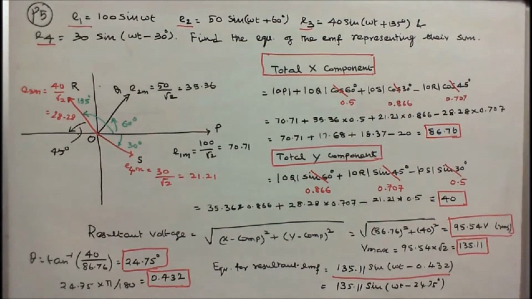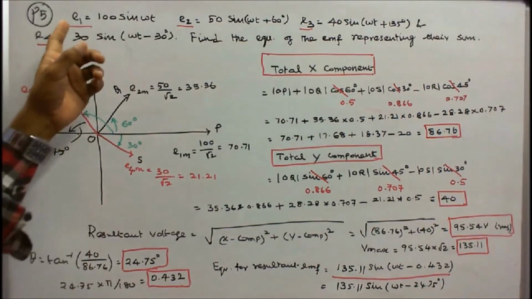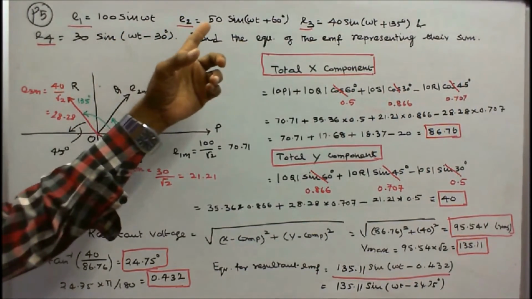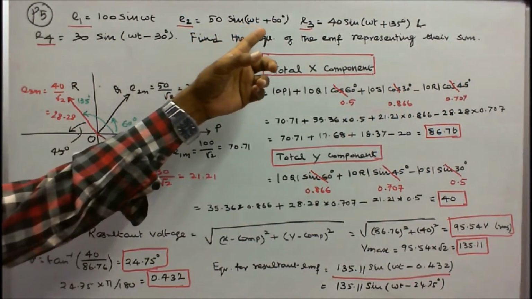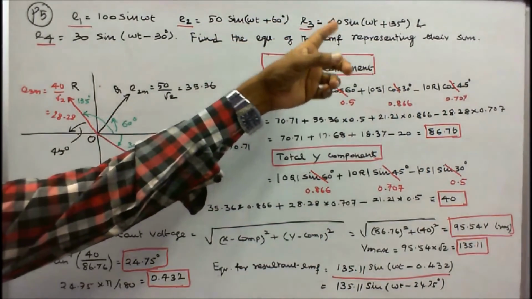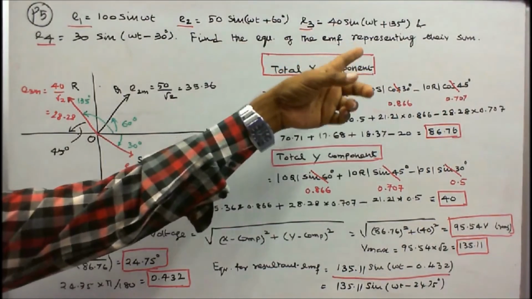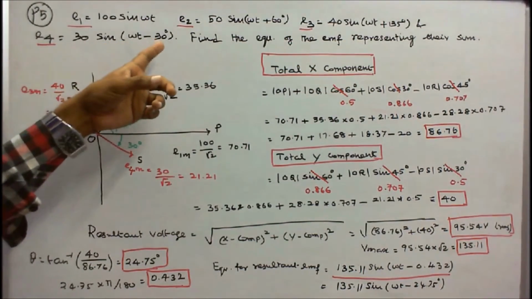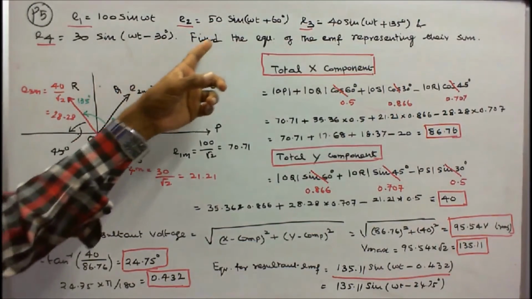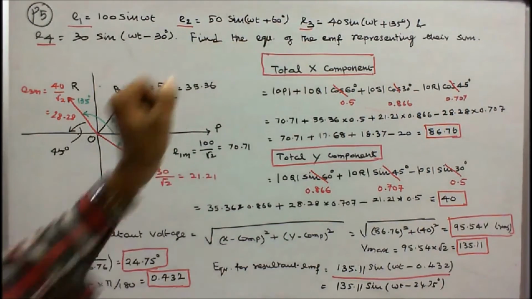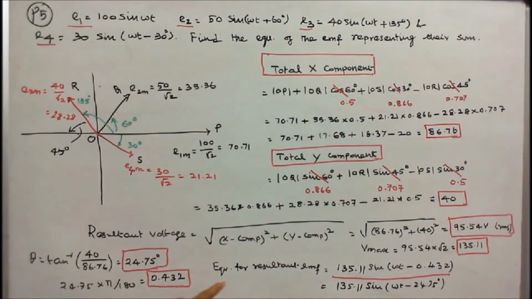Problem number 5. E1 is equal to 100 sin omega t. E2 is equal to 50 sin (omega t plus 60 degrees). E3 is equal to 40 sin (omega t plus 135 degrees). And E4 is equal to 30 sin (omega t minus 30 degrees). Find the equation of the EMF representing their sum. That's the question. We have to find the equation for the resultant EMF.